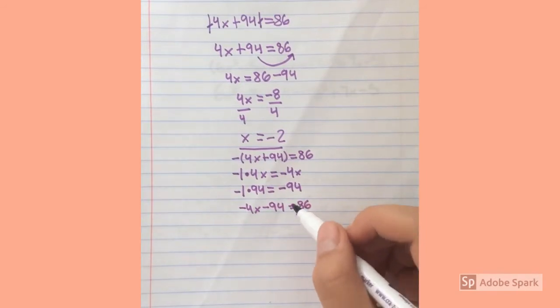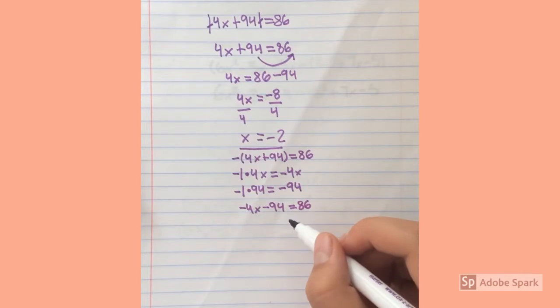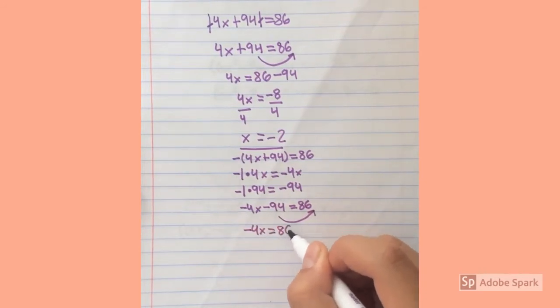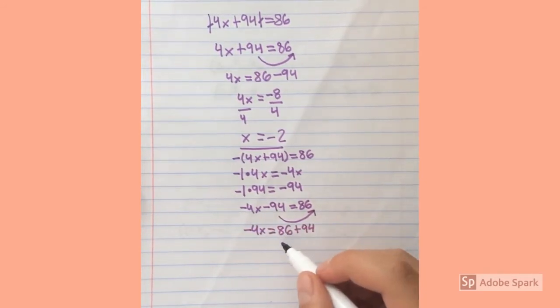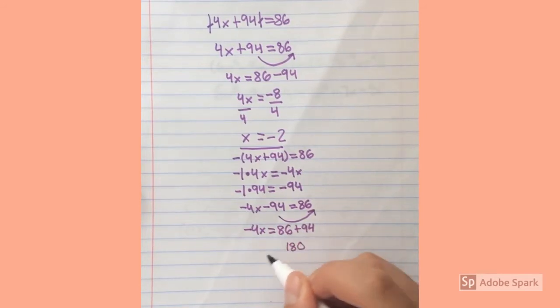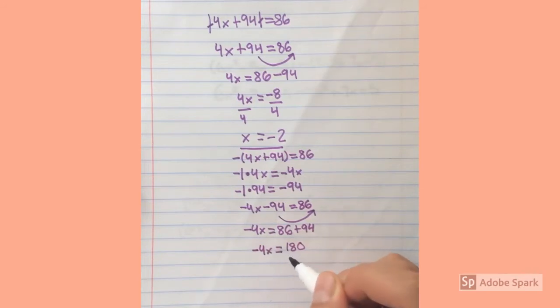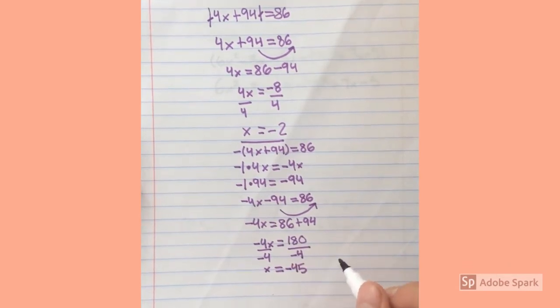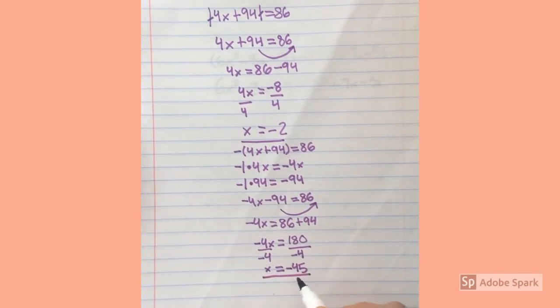Now we will solve for x. Negative 94 becomes 94 and is switched to the other side. Now we have negative 4x equals 86 plus 94. 86 plus 94 equals 180. And now we have negative 4x equals 180. Now we will divide negative 4x and 180 by negative 4. Negative 4x divided by negative 4 equals x, and then 180 divided by negative 4 equals negative 45. So the second part of our answer is negative 45.